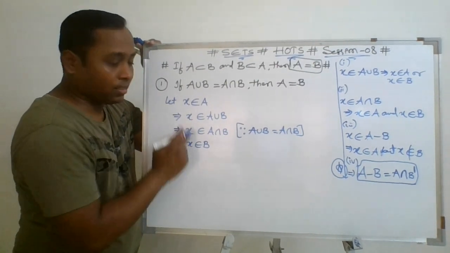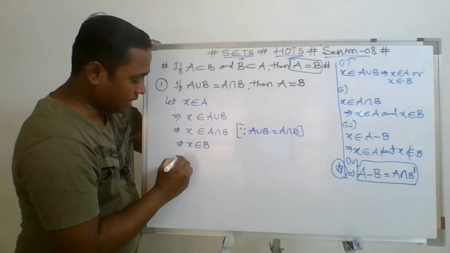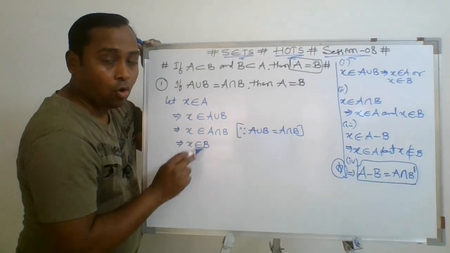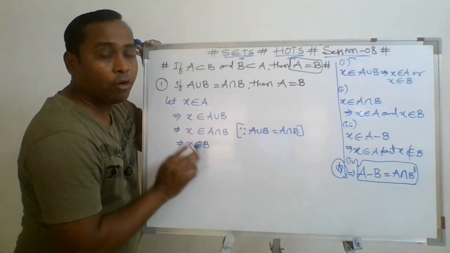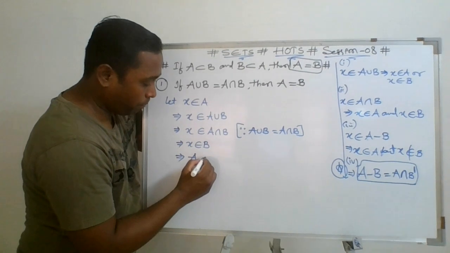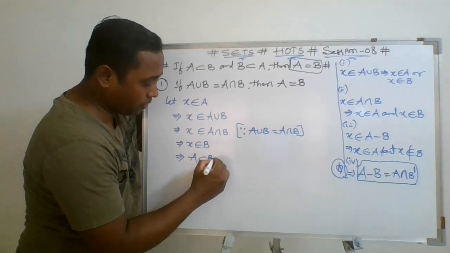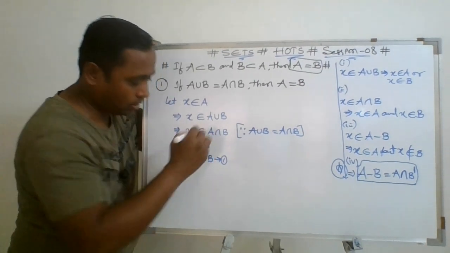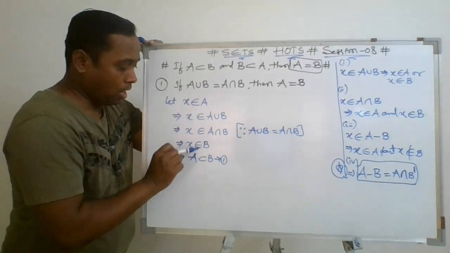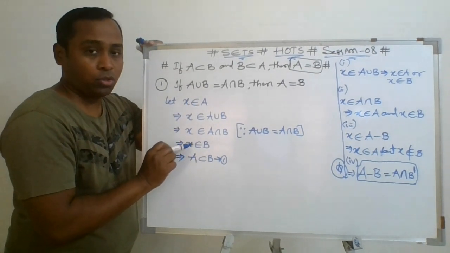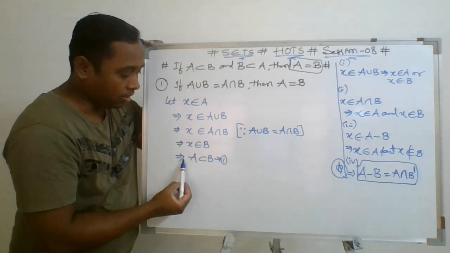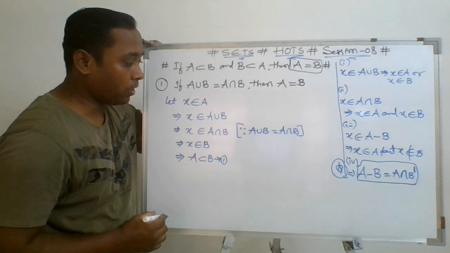So from this discussion, if X belongs to A, I got the result that X also belongs to B. By definition, I can say therefore A is a subset of B. Are you getting? X belongs to A से start किया और हमने approach किया X belongs to B, यानी A में है तो B में है, मतलब A का सारा element B में है, यानी कि A is a subset of B. This is result number 1.